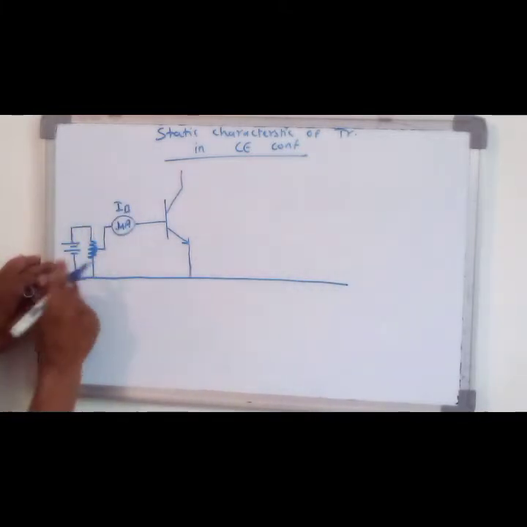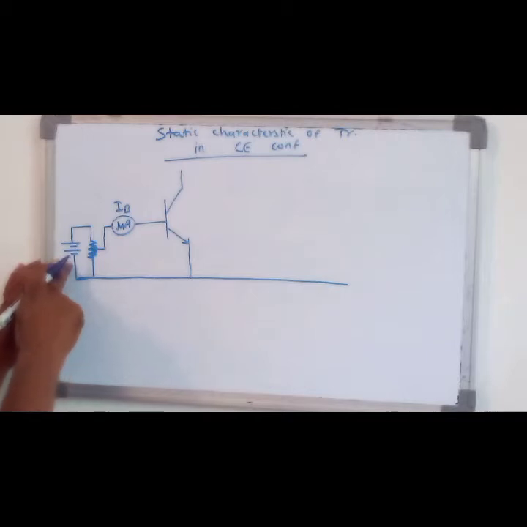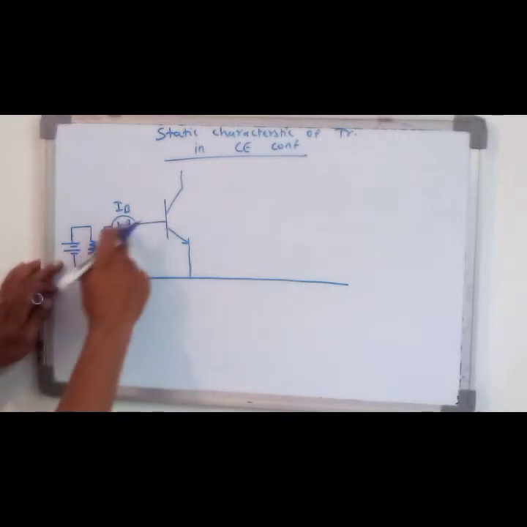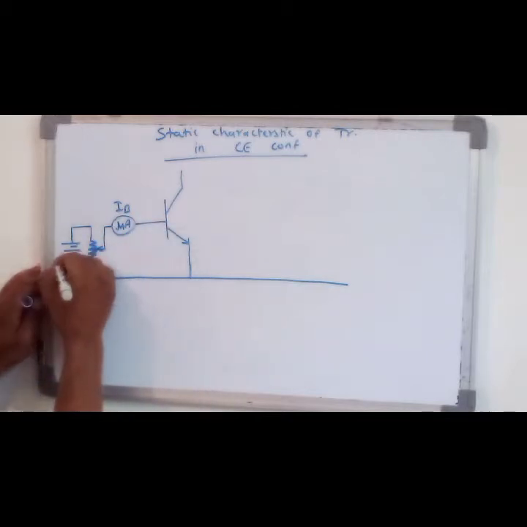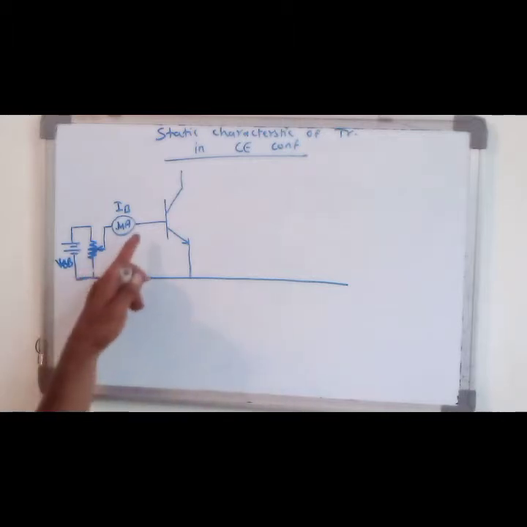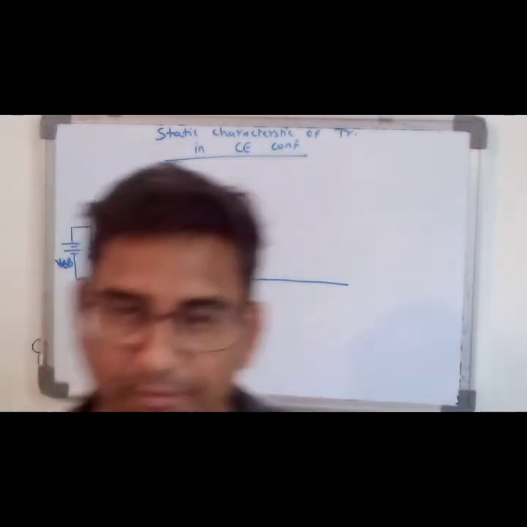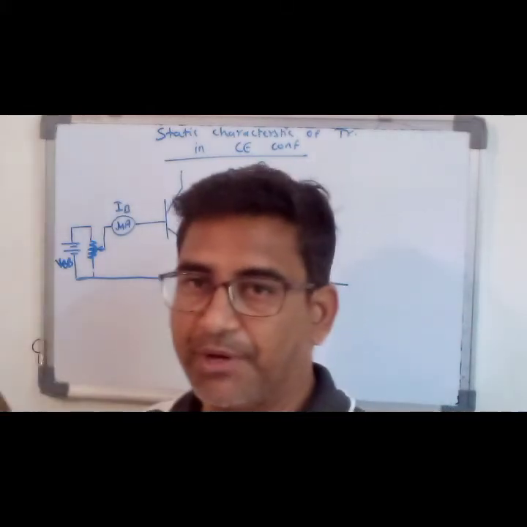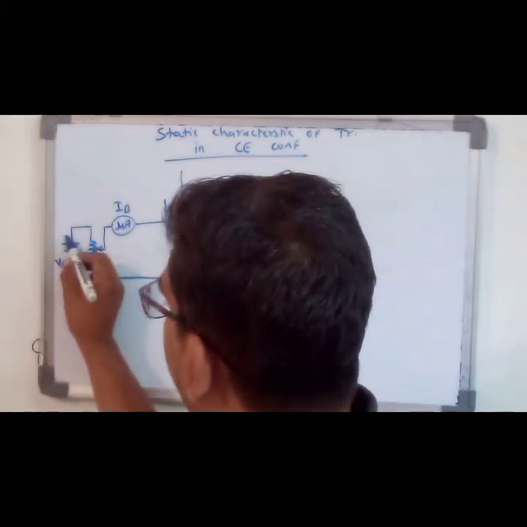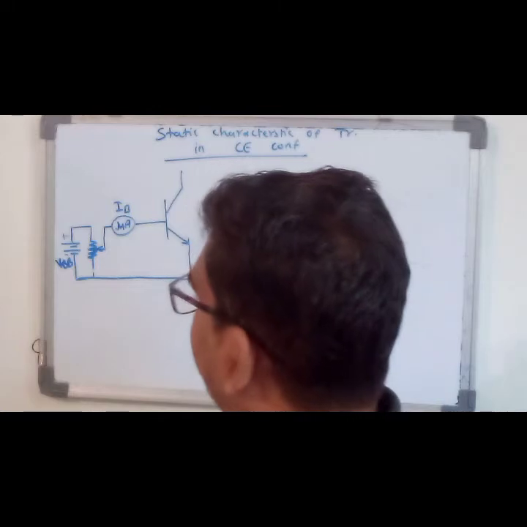Whatever voltage we have drawn here is connected to the base, so we will call it VBB. Students, the small current is measured by the microammeter, and the base voltage is indicated by VBB, with a positive and a negative terminal.